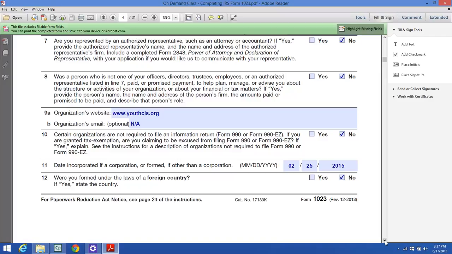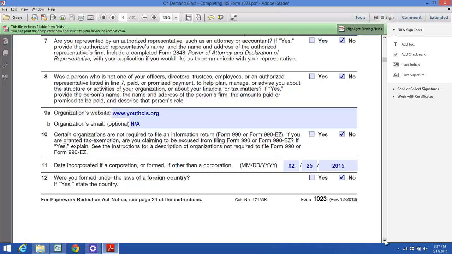So in video number 1, I talked about that when we talked about the articles of incorporation. So whatever the date is on your stamped approved articles that you receive back from the Secretary of State's office, you would type that here. So in this case, their articles of incorporation were approved on February the 25th, 2015.